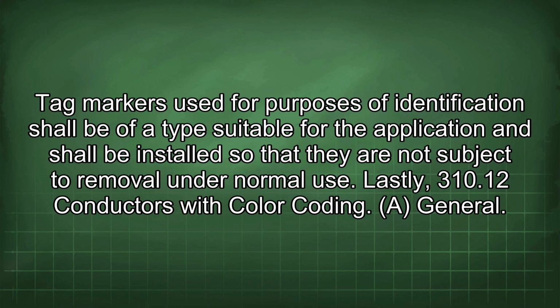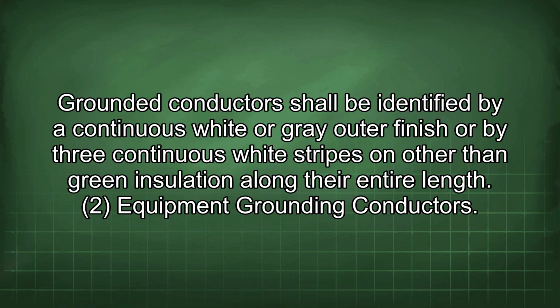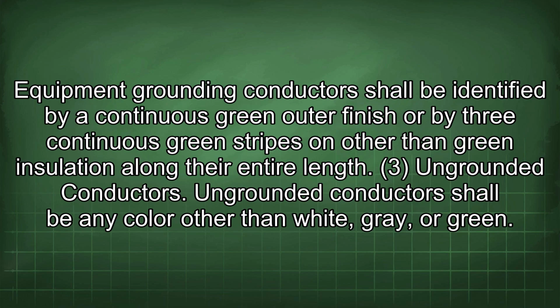Lastly, 310.12, Conductors with color coding. In general, all conductors in sizes 6 AWG and smaller shall be color coded as specified in 310.12(A) through (F). These color codes shall be strictly observed and shall not be altered in any manner. 1. Grounded conductors. Grounded conductors shall be identified by a continuous white or grey outer finish or by 3 continuous white stripes on other than green insulation along their entire length. 2. Equipment grounding conductors. Equipment grounding conductors shall be identified by a continuous green outer finish or by 3 continuous green stripes on other than green insulation along their entire length.